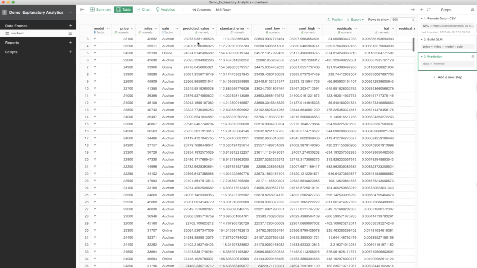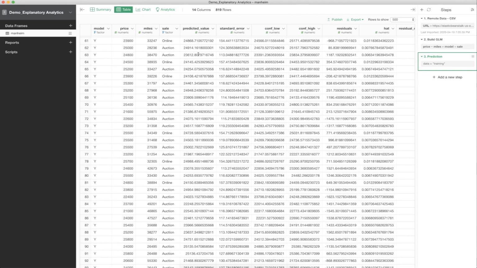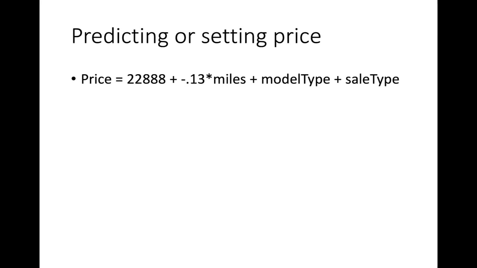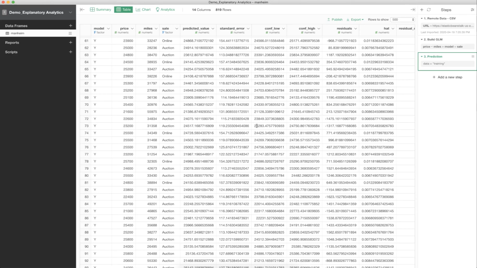And subsequently, this table contains predicted values based on the model and the residuals based on the difference between predicted and the actual price of the car. Note that the price of the car is determined by this equation where we had the intercept, the coefficient of miles, and coefficients for model type and sale type. We can use the residuals and the actual price of the car to determine how well our model does in explaining the actual price of the car.